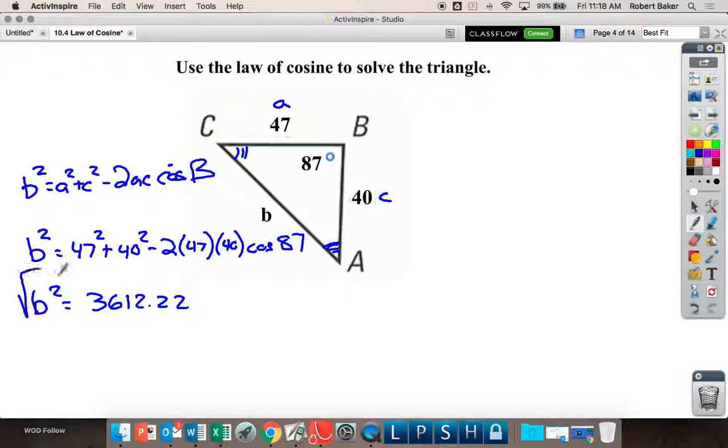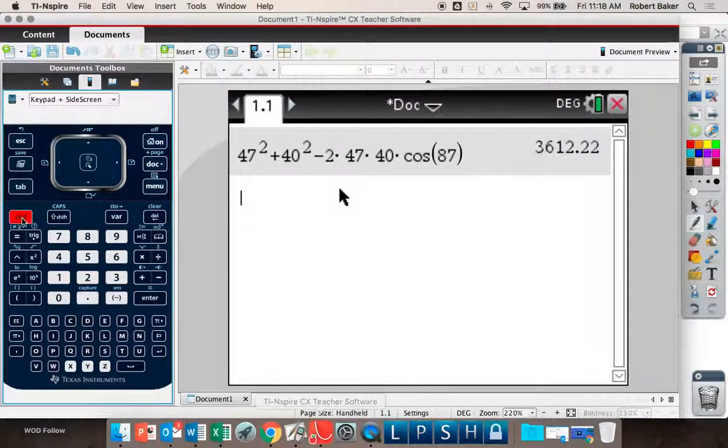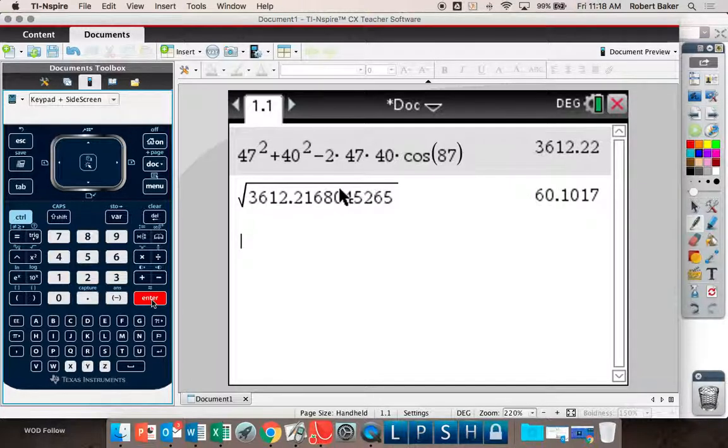So I take the square root of both sides. I really encourage you guys just to do the square root of the answer. This will take the square root of this number, 60.1. And you're done. How do you put the answer? Control negative. Do we round? 60.1, right?